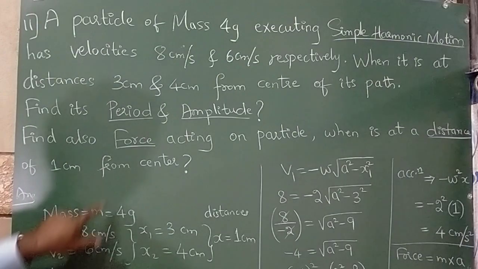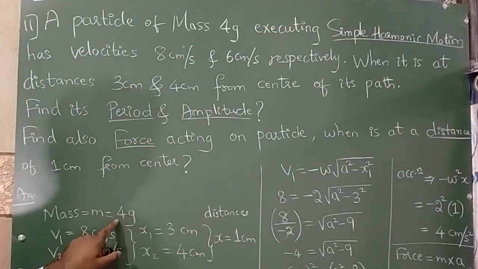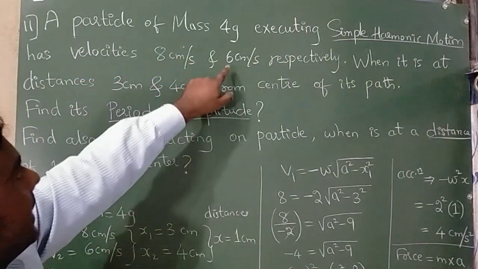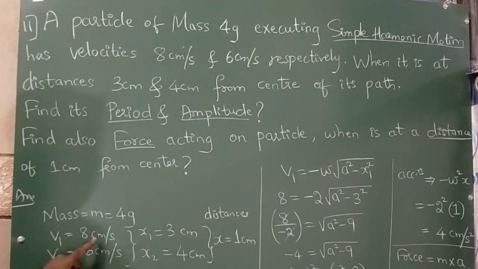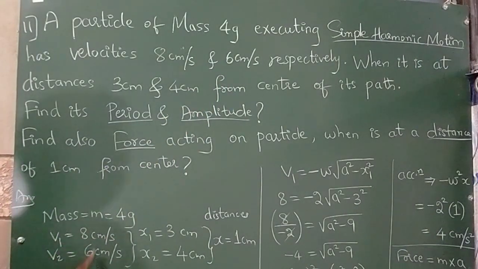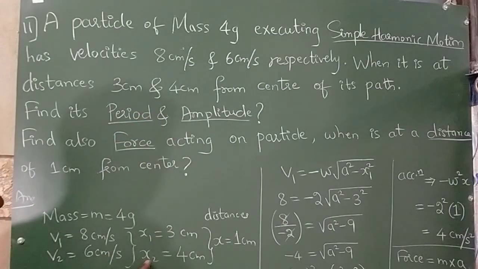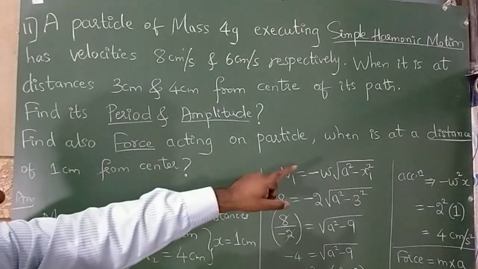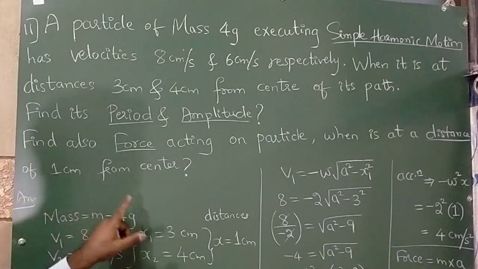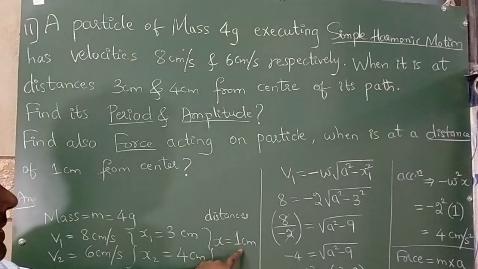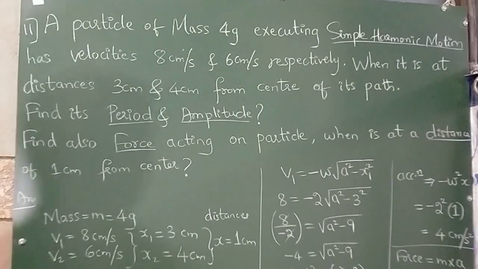So mass m, 4 grams, I have written here. Velocity is 8 and 6. So v1 is 8 and v2 is 6. Now next, distances are 3 and 4. So x1 is 3, x2 is 4. Now lastly, the distance is 1 centimeter. So I have taken x is equal to 1 centimeter. Fine.